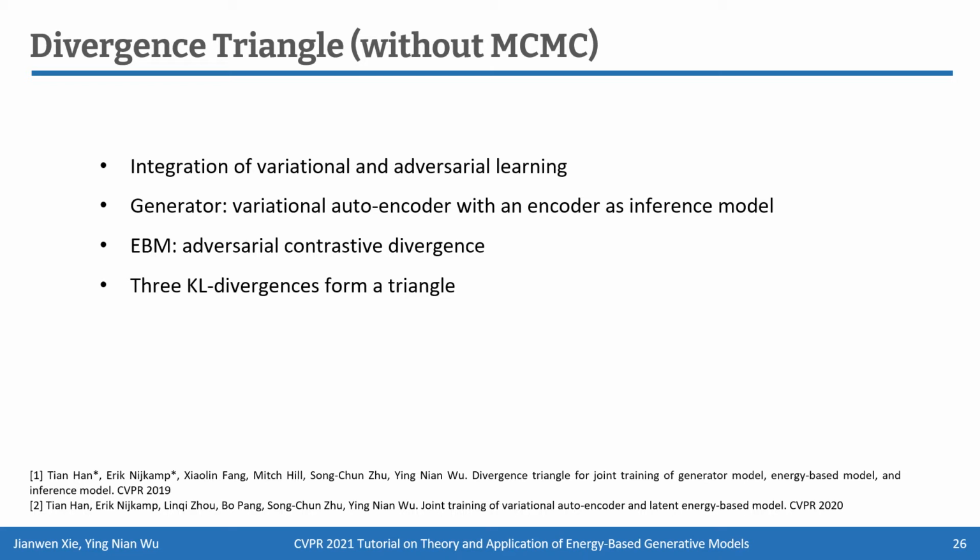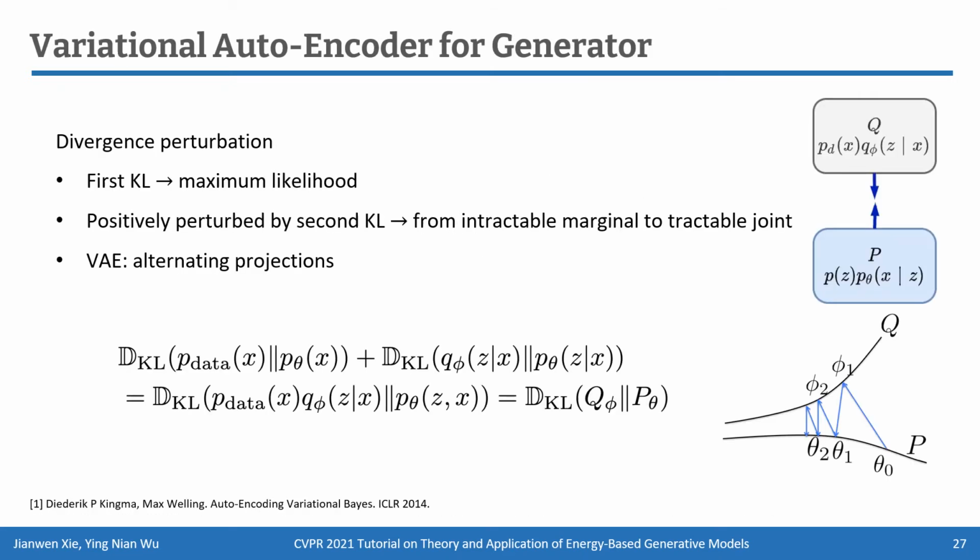If we put these two together, we arrive at a very elegant form of a divergence triangle that involves three KL divergences between three joint distributions. First, we recast the variational autoencoder for the generator learning from the perspective of KL divergence. So we treat this as a so-called divergence perturbation.